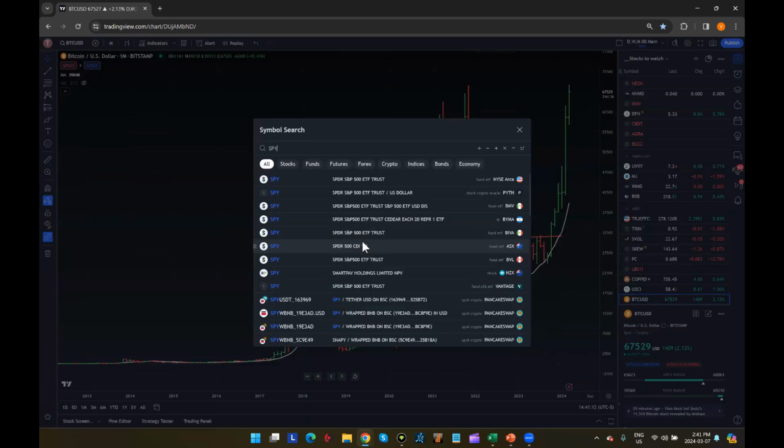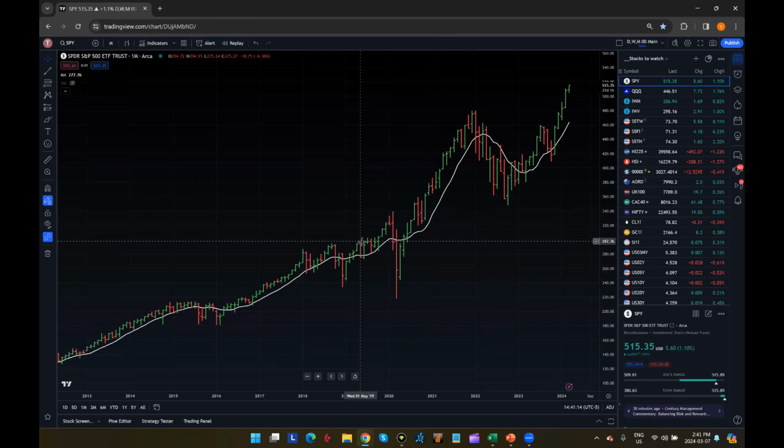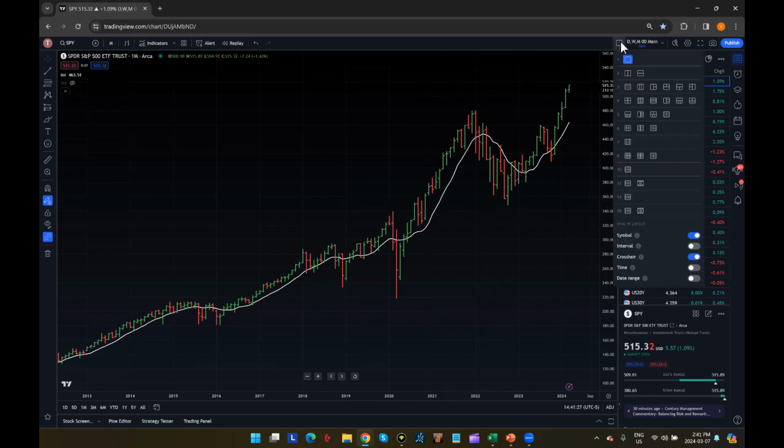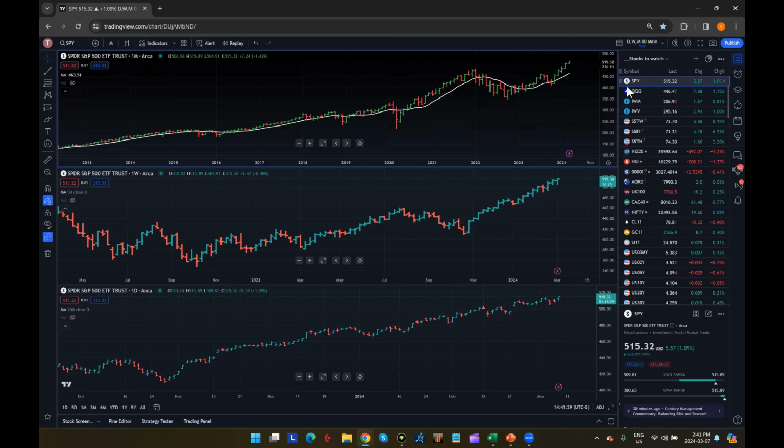Now, what if you don't want to trade on the monthly time frame? What if you want to do more trading than investing? Well, you can lower your time frame, but if you do, I would suggest you change this moving average. And let me explain. I'm going to split my chart into three here.